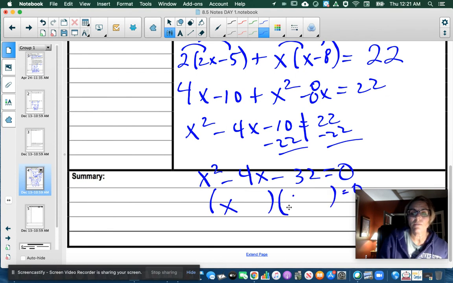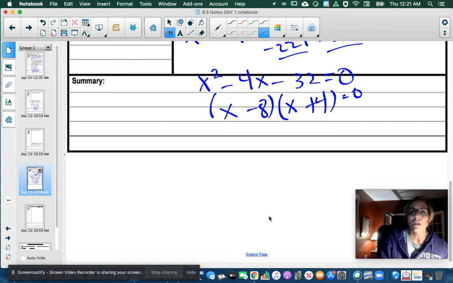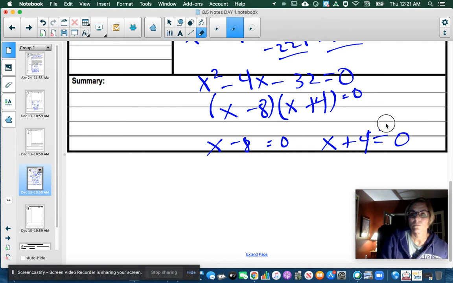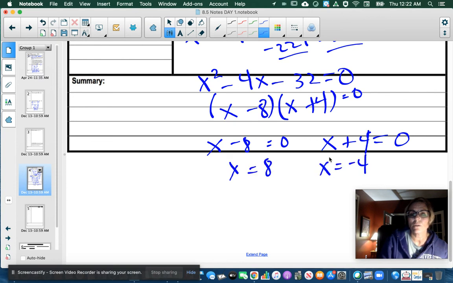I have x, I have an x. I know that 8 times 4 is 32. The negative goes with the 8. The positive goes with the 4 because they have to add to a negative 4. And now I set each factor equal to 0. And so I get x equals 8 and x equals negative 4.